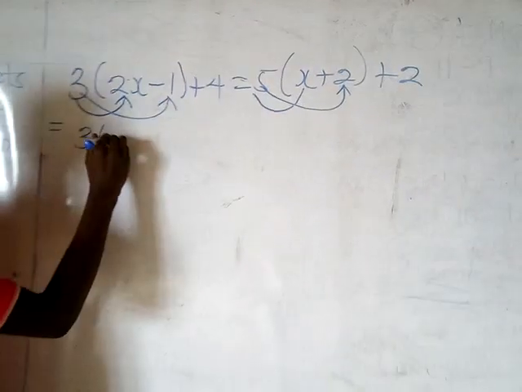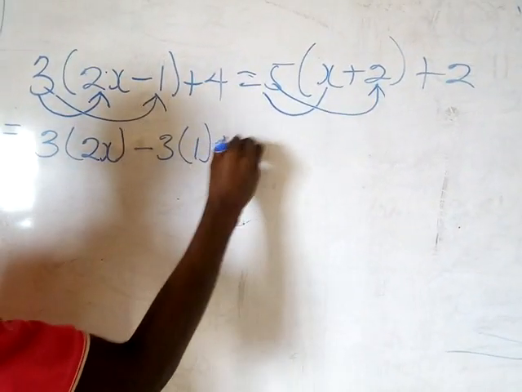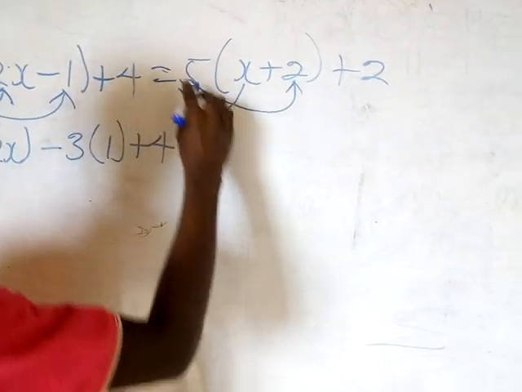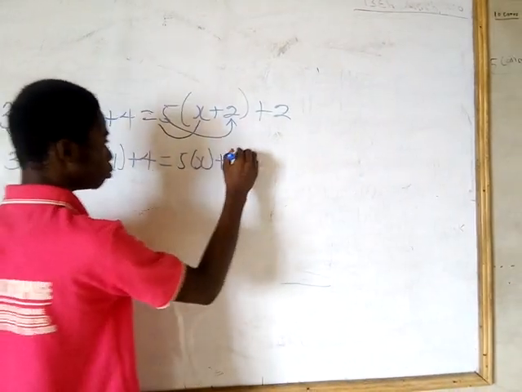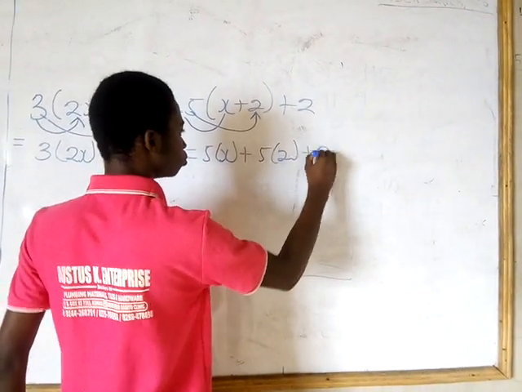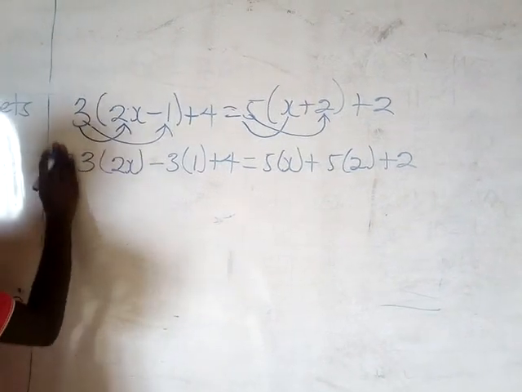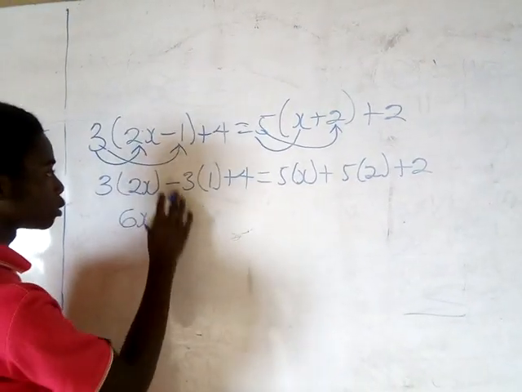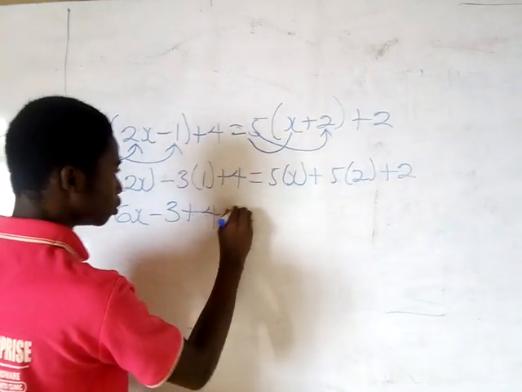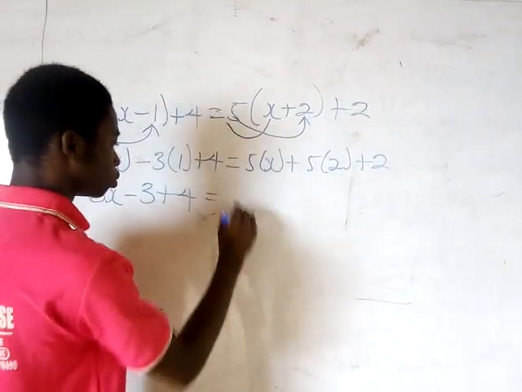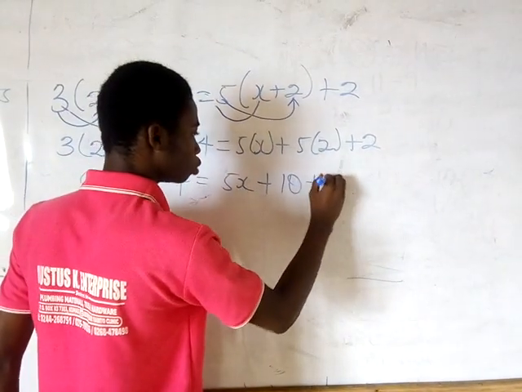3 multiplied by what? 2x minus 3 multiplied by what? 1. You bring your positive 4 equals to 5 multiplied by x plus 5 multiplied by 2 plus what? 2. So 3 multiplied by 2x gives us what? 6x minus what? 3 multiplied by 1 is what? 3 plus you bring your 4 equal to 5 multiplied by x is what? 5x plus 5 multiplied by 2 is what? 10 plus what? Your 2.